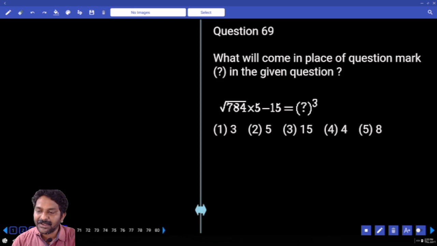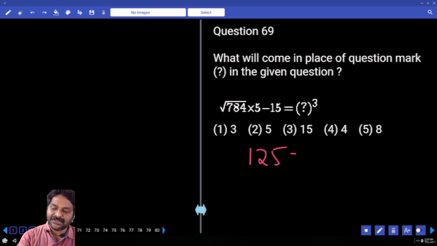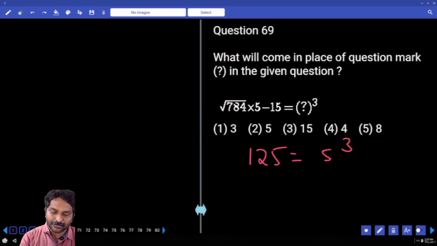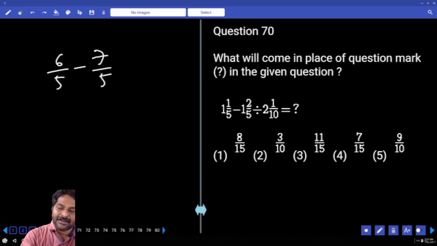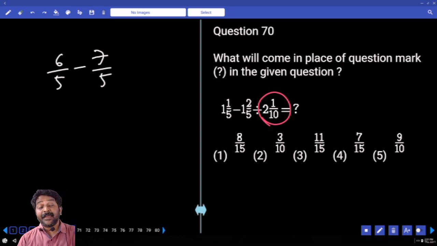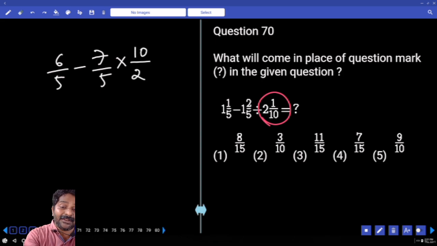under root of 784, 28, 5 times 140, 140 minus 15, which is which number cube? 5 cube, 1 by 5, 6 by 5 minus 1, 2 by 5 conversion, 7 by 5 divided by 2 1 by 10 conversion divided by 21 by 10 can be written as into 10 by 21.